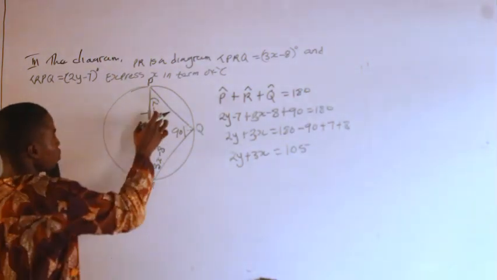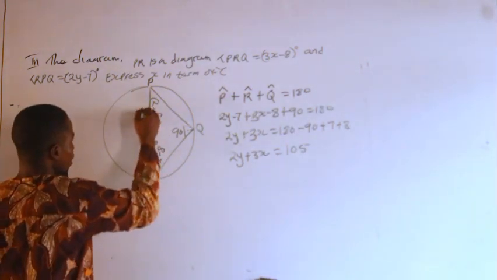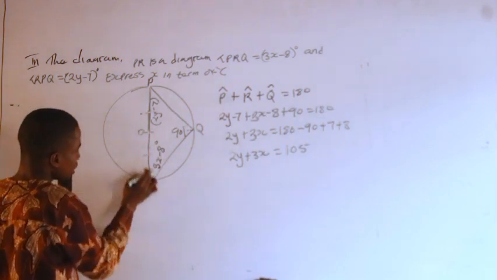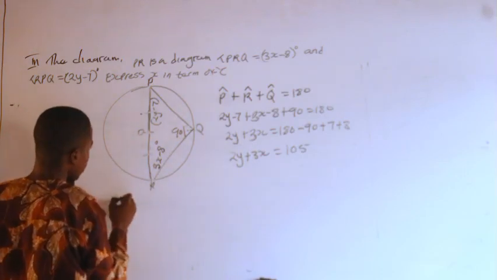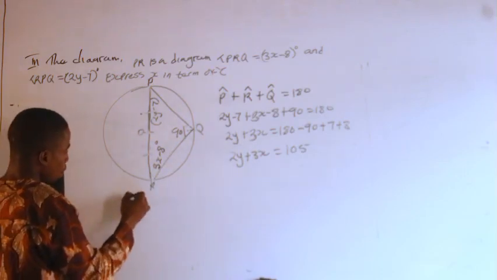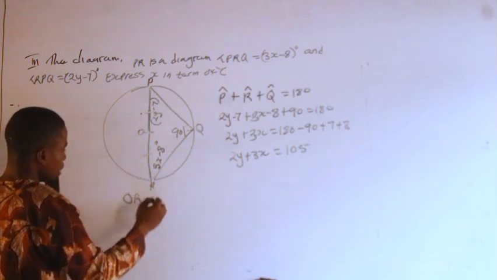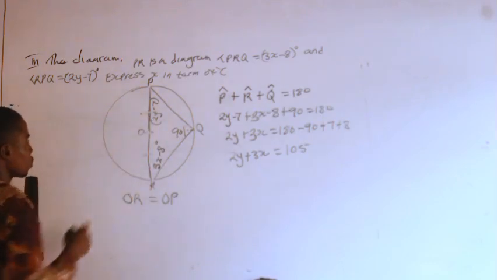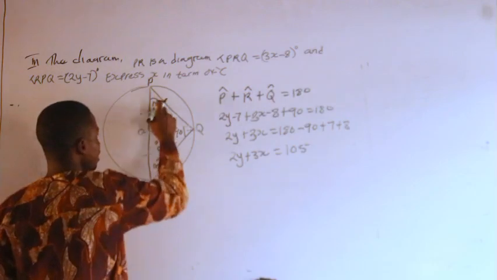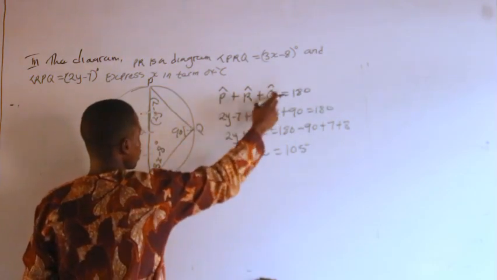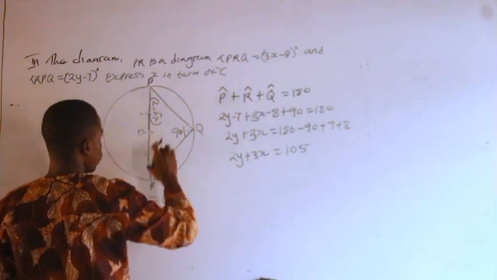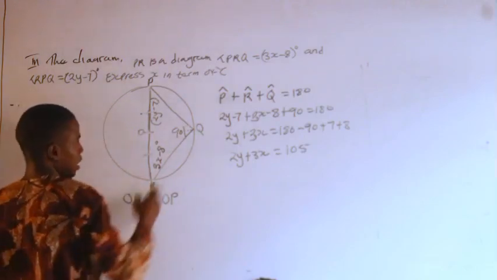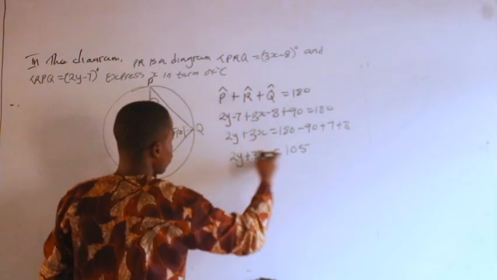Note the reason why I know it is this one: they have already given me the length of this to the center. This is center O. They are the same thing. We have O and R. OR is the same thing with OP. That's why this one is 90. Now, when you add this together, you get this plus this equal to 180. 90 plus 90 equal to 180. That's what we are solving. And when you are solving all of them, you get it.